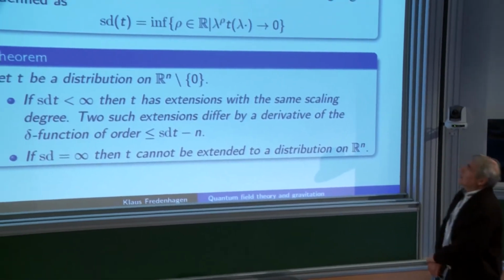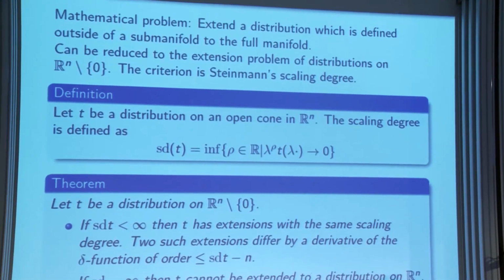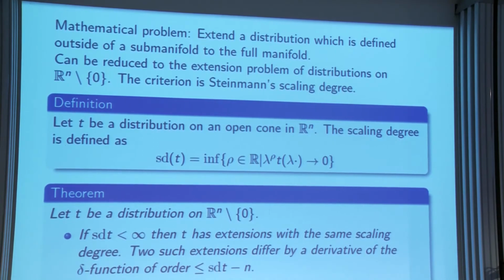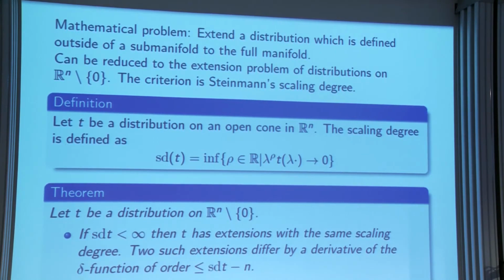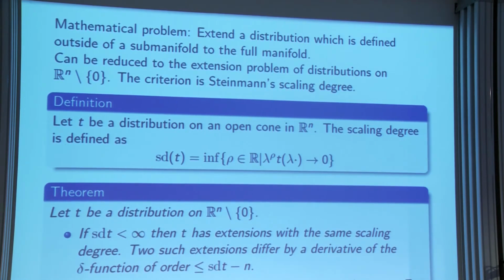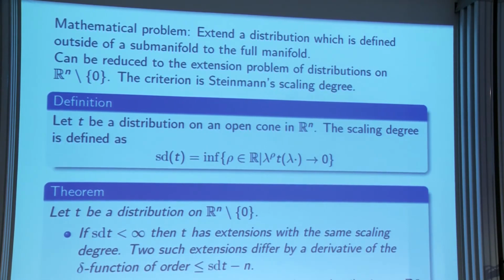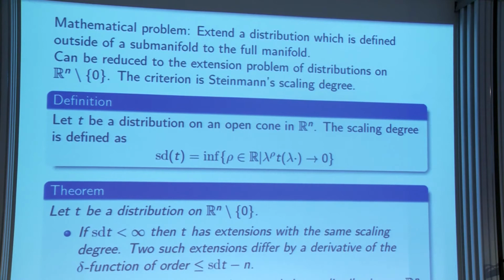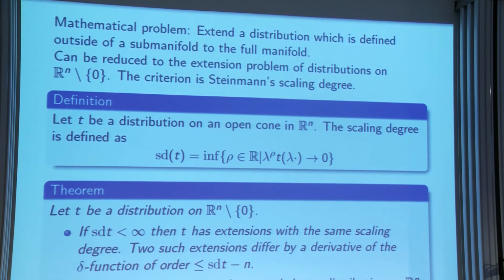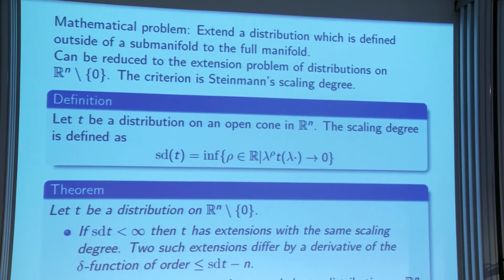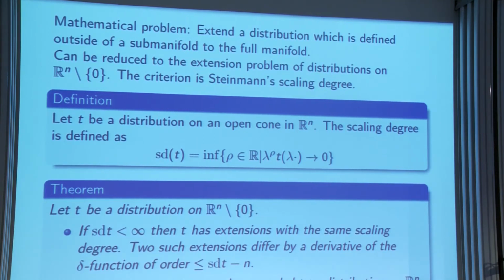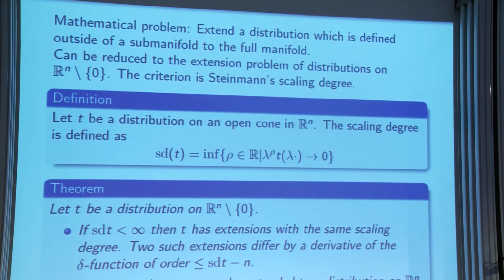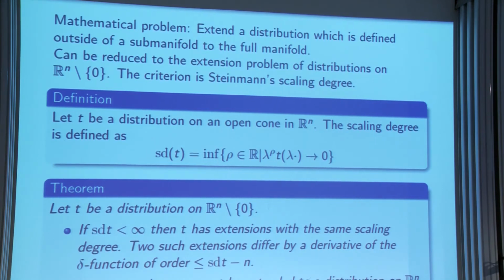And so what remains at the end, this is already in the framework of Epstein and Glaser, and the general case can be reduced to this, is the following mathematical problem. You have a distribution which is defined outside of a submanifold, and you want to extend it to the full manifold, and you use something corresponding to translation covariance on curved spacetime, which is a technical problem but can be solved. And so at the end, you get a distribution which is defined everywhere outside of a single point.